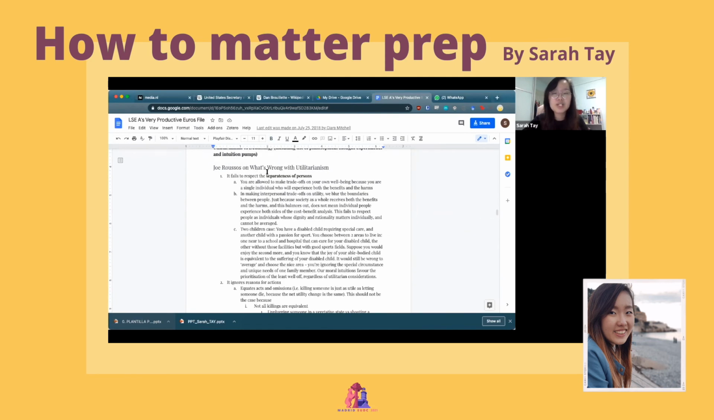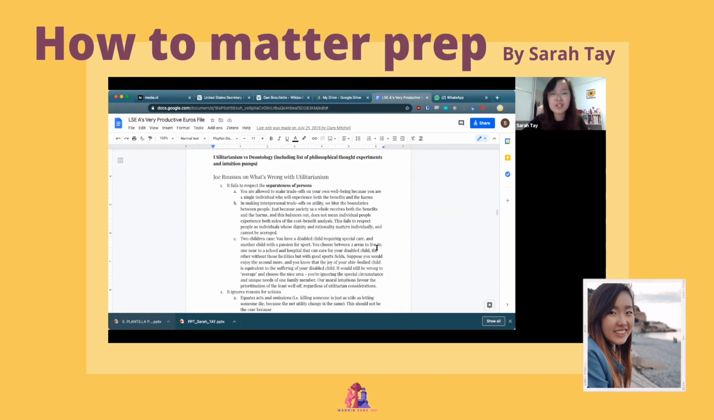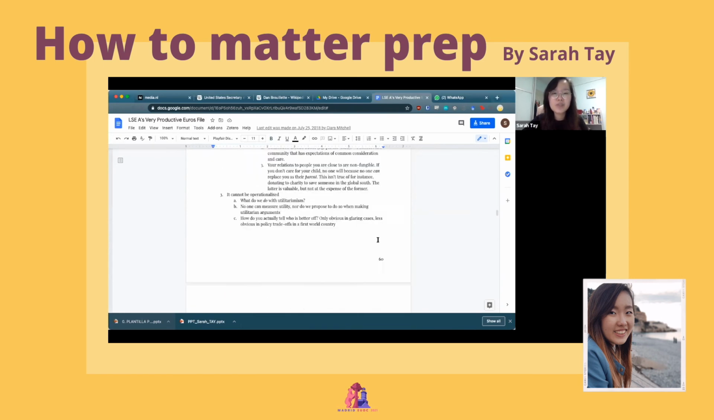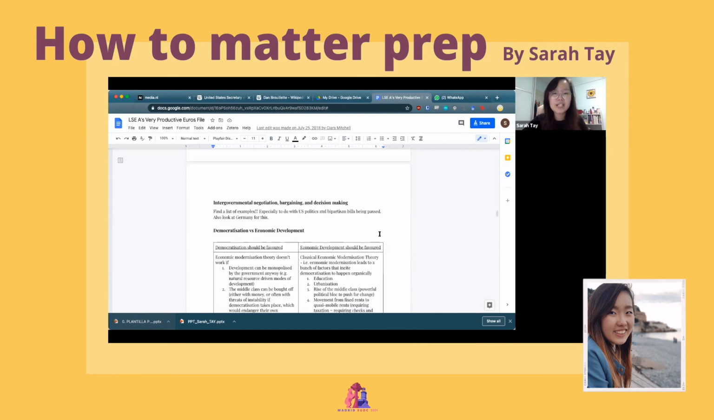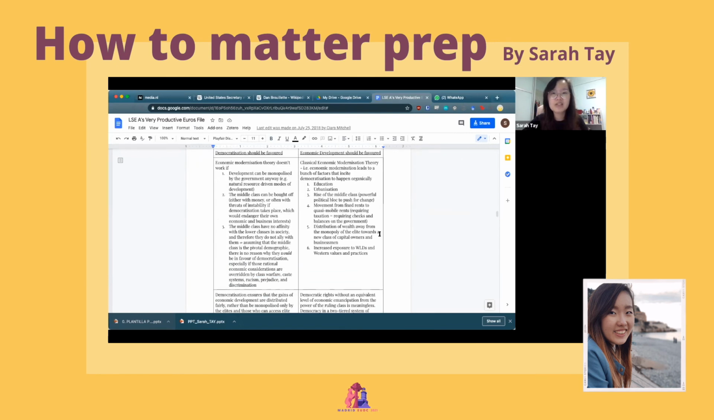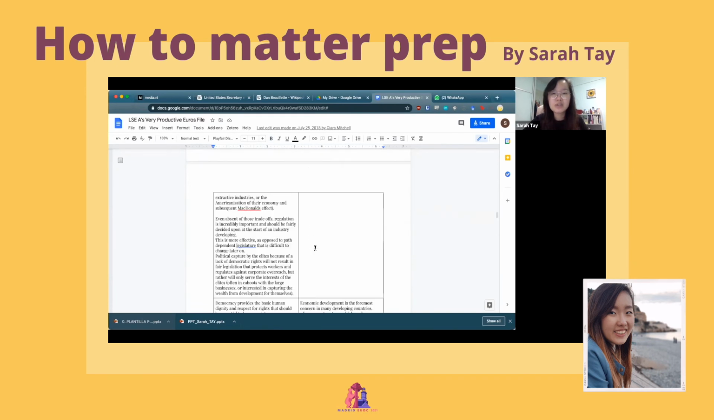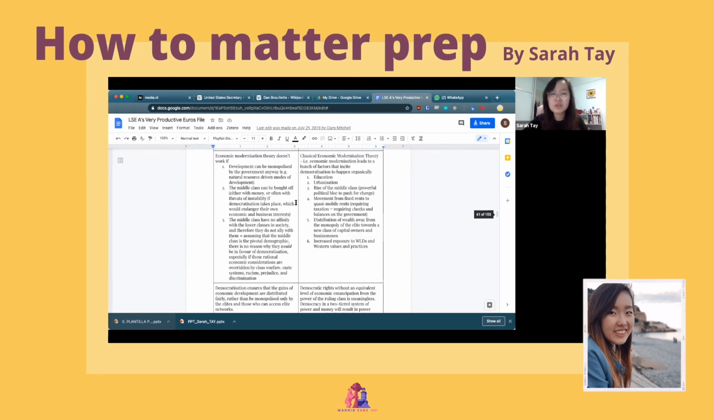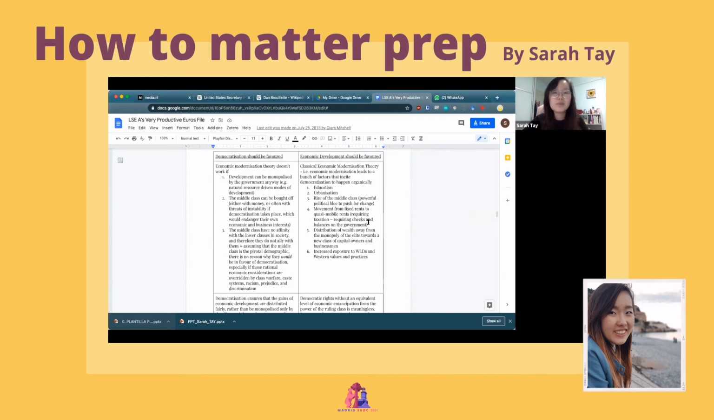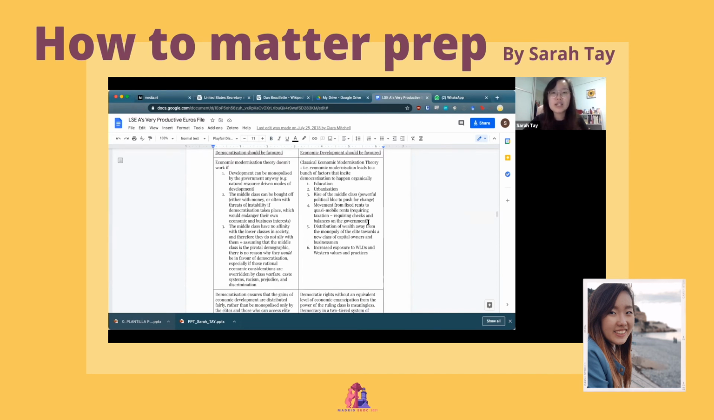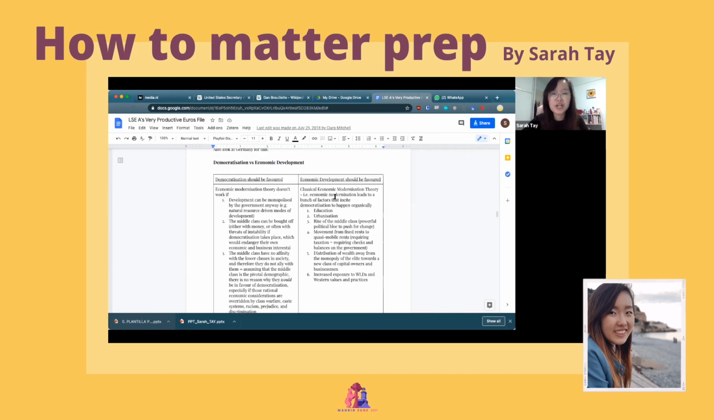Joe Rousseau has something like, what's wrong with utilitarianism? And this is totally beyond us, but we put it in anyway. And then we had democratization versus economic development. And then we made a few key tables of the differences between the two sides of the debate, to show why either one would be useful, in case we were arguing on either side.